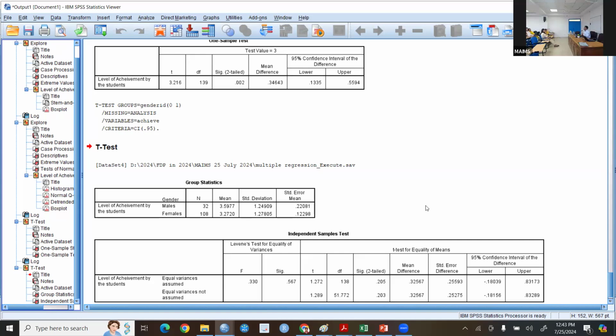And Levene's test is an additional test which is given in the independent samples test. It checks whether the variances are equal or not. It may happen that means differ, but variances differ. There is no significant difference in the variance also. Variances are also same, but on the face value, you can say boys are better.